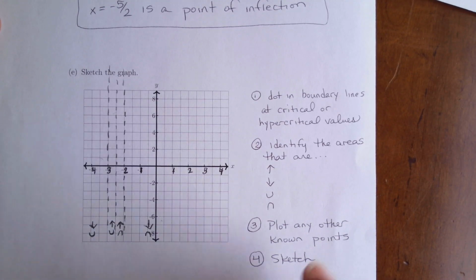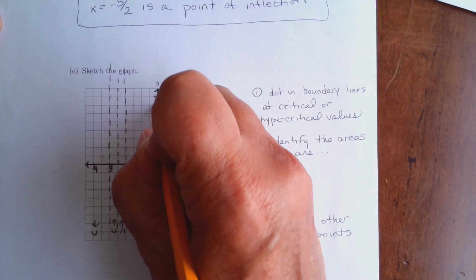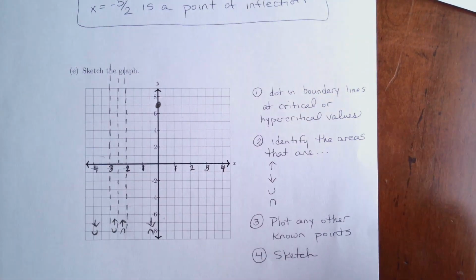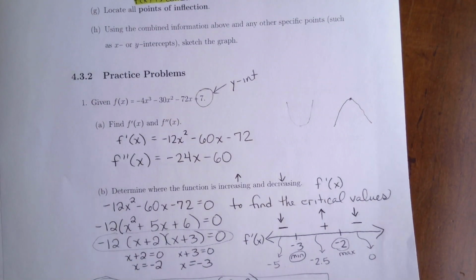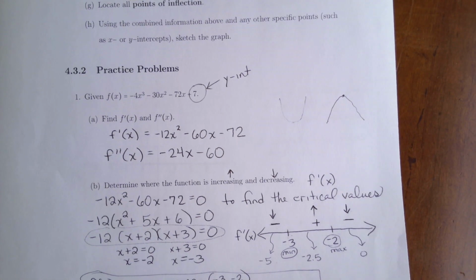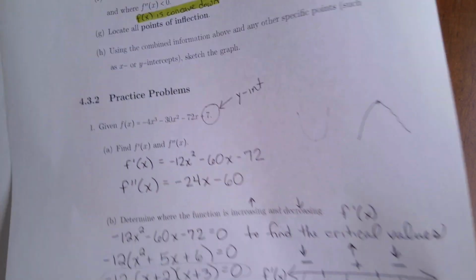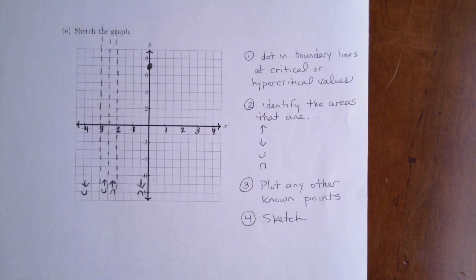Okay, so now we've got everything done, and now we're going to plot that other point, which is the y-intercept. That's the only other point given to me in this function. I'm not going to solve for x. You could, but I don't. This is too hard to do. Usually they give you points, so don't worry about that. Just whatever is available to you, that's all you need. Okay? All right, now the fun part.